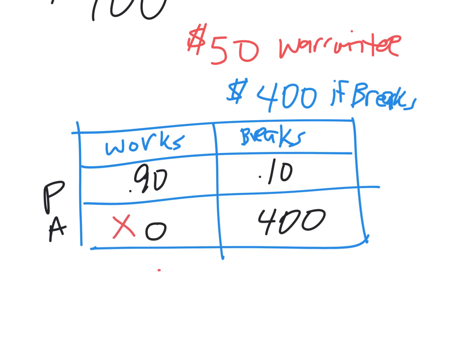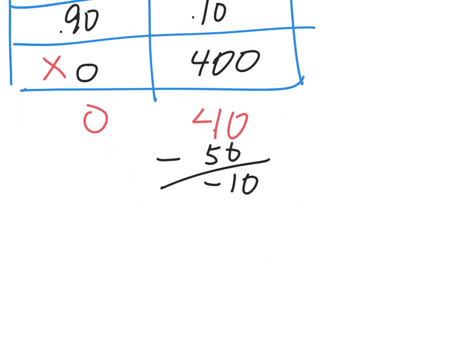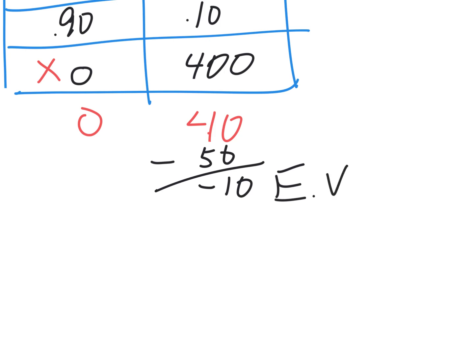My favorite one is timesing by 0 because I get 0. I times those together, I get 40. You guys get 40? Cool. Factor in the cost of the warranty though, and you have to subtract off 50, and you lose 10. That is your expected value. Raise your hand if you had 10. All right, cool. You learned how to do expected values. That was the last thing.